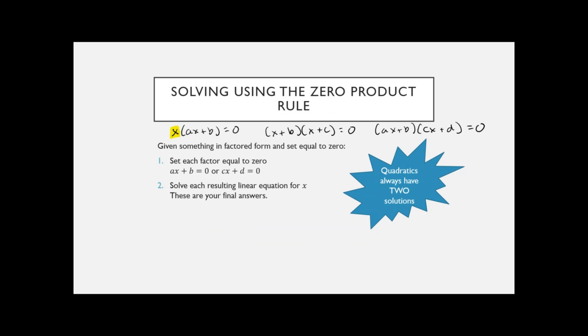Like in this first one, we would say x equals 0, and then we would say ax plus b equals 0. And then you get two equations that you solve. Second equation, you would have x plus c equals 0, x plus b equals 0. And the third equation, you would have ax plus b equals 0, cx plus d equals 0. So for each of these, we are creating two separate equations that are linear, because all we have to do then is solve for x. And because we've got two equations, we're going to have two solutions here. So quadratics have two solutions. The number of the exponent is the number of solutions you're going to have. And so you solve these smaller equations, and that gives you your final answer.